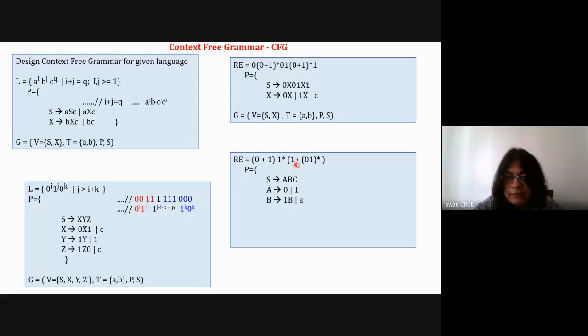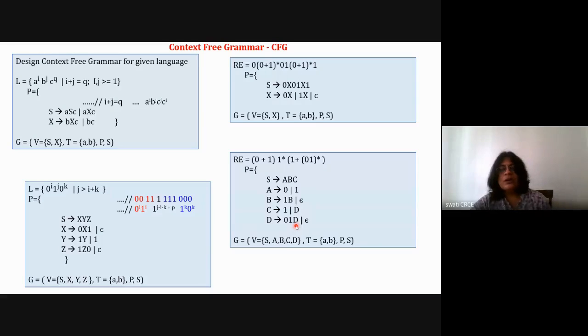And then C will be either 1 or 0 1 string. So for 0 1 string, I'm taking another variable capital D. And then capital D will be 0 1 D or epsilon. Okay. So this way you go on splitting the problem to either 0 raised to n or 0 or 1 plus and then solve.